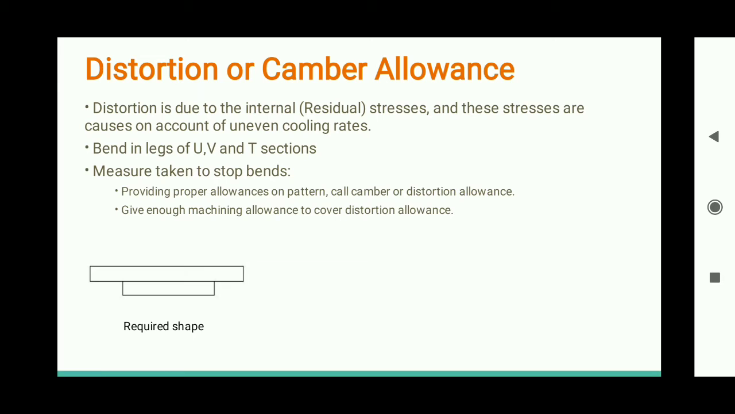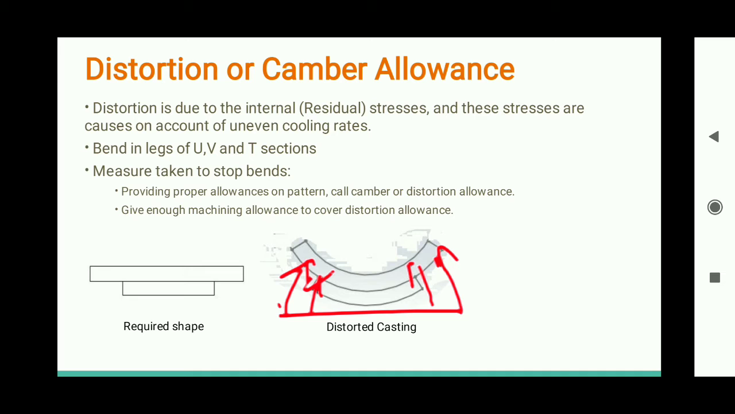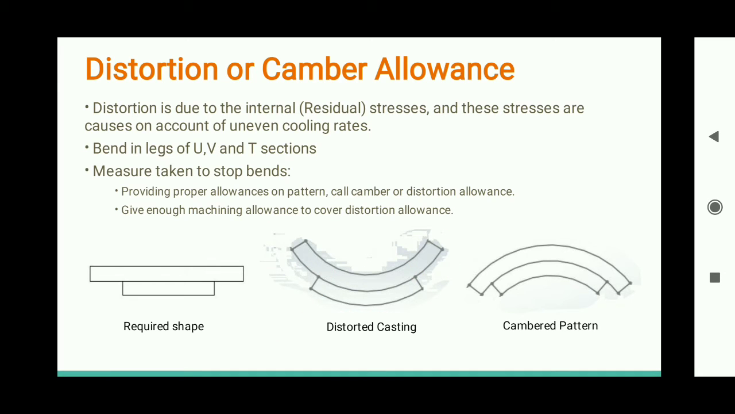For example, this is the required shape. Once we have prepared the pattern accordingly, set it inside the molding sand and filled the cavity with the molten metal, and the casting is removed from the molding sand, after some time it will be in this form. This is what we call a distorted casting. So what we have to do is calculate the rate of deformation at different angles, how much is distorted, and accordingly prepare a pattern. That pattern we call a cambered pattern. If such allowances occur, we have to use this type of cambered pattern so that we can get the required shape and size.